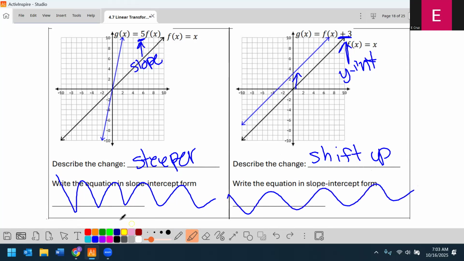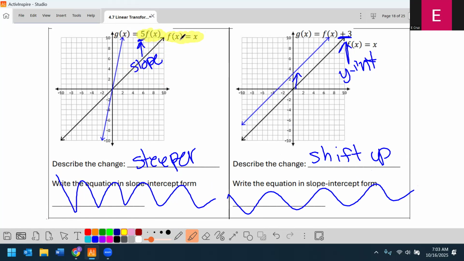The only thing about this one is when you're typing them into Desmos, you have to type the parent function first with the f of x, and then you have to type the second equation second with the f of x. If you don't type it that way, it won't graph it for you.